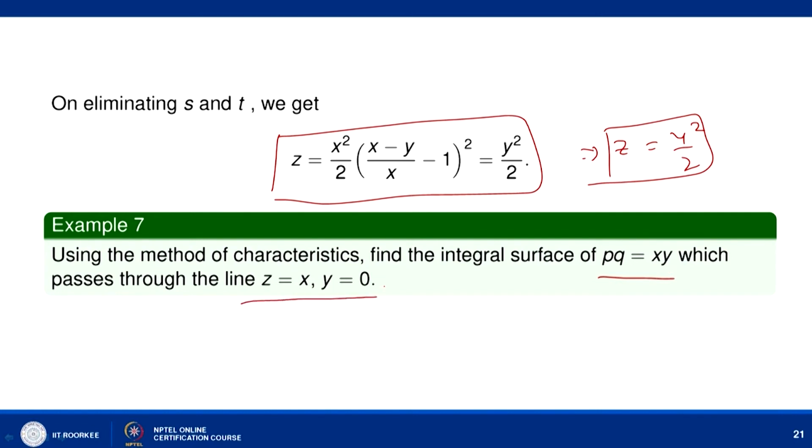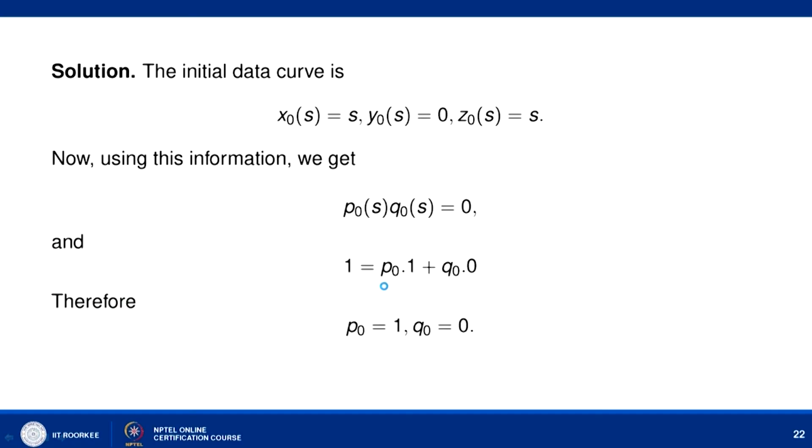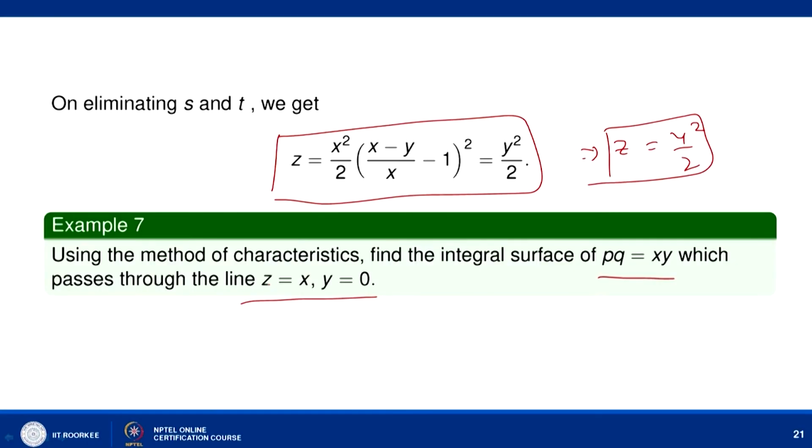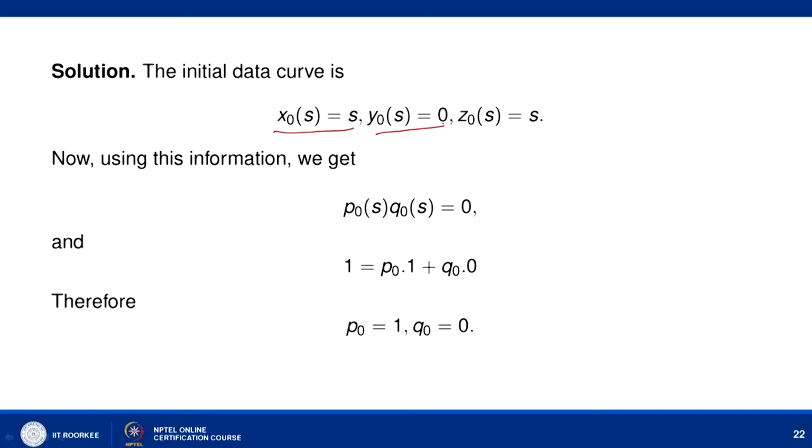So, first thing is to get the parametric representation of the initial curve. So, here how you can find out the parametric representation of z equal to x, y equal to 0. You use the parameter s to represent this. So, we simply say that x naught is equal to s. If x naught is s, then z naught is also s, y naught is 0. So, x naught, y naught, z naught is there.